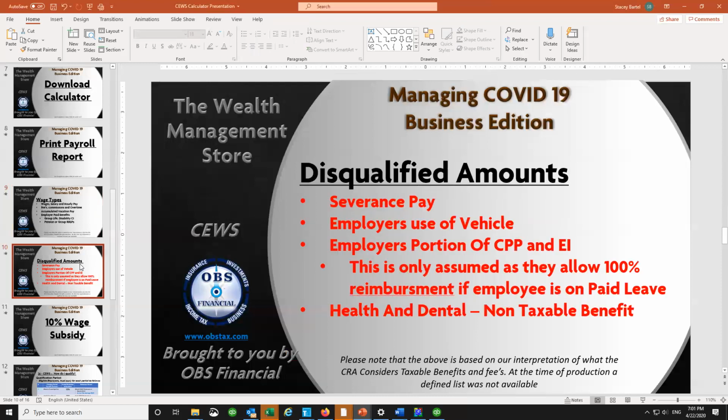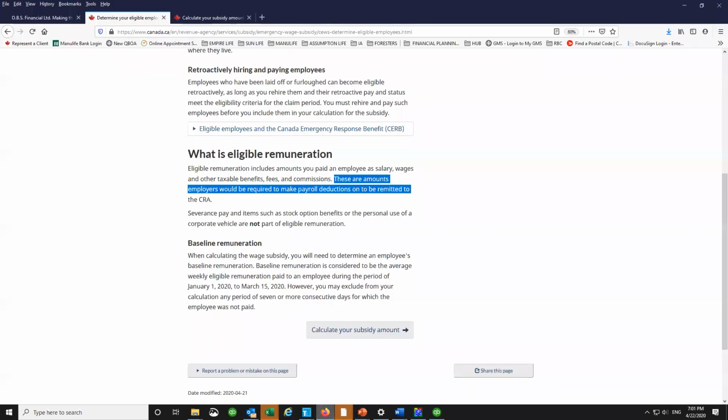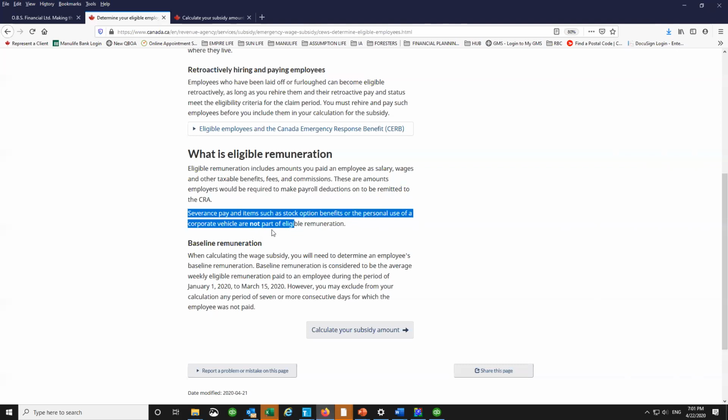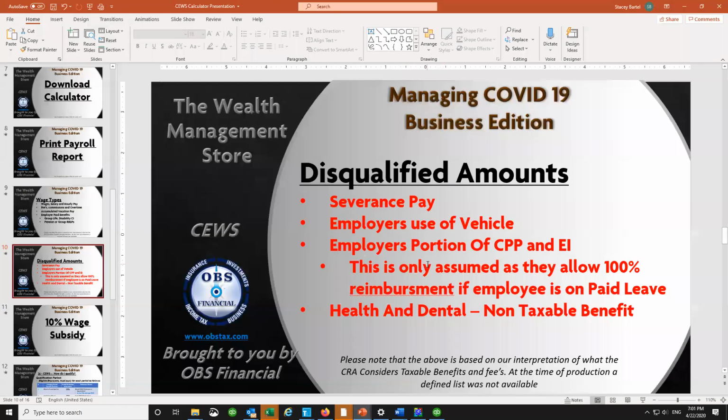Let's talk about the disqualified amounts. Severance pay. So we're going to go back to the CRA website because I always like to point this out, right? Severance pay and items such as stock option benefits or the personal use of a corporate vehicle are not part of eligible remuneration. So severance pay, employer's use of vehicle, employee's portion of CPP and EI. As much as that's a cost to us, it is not something that we tax or deduct.